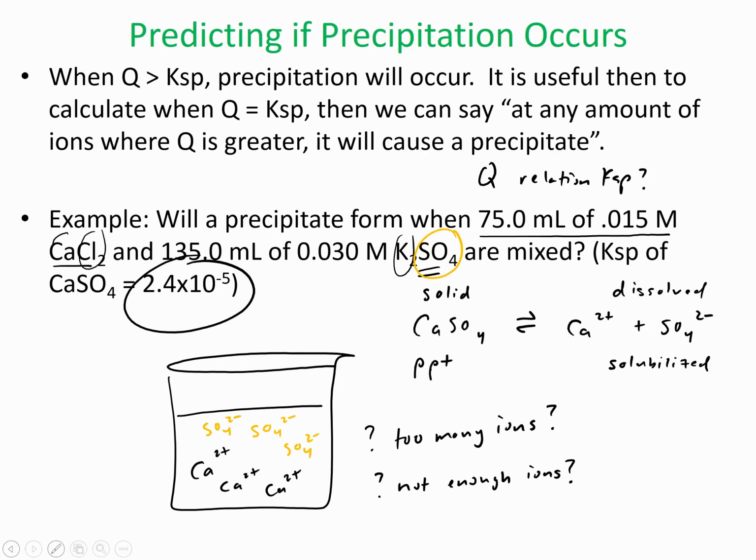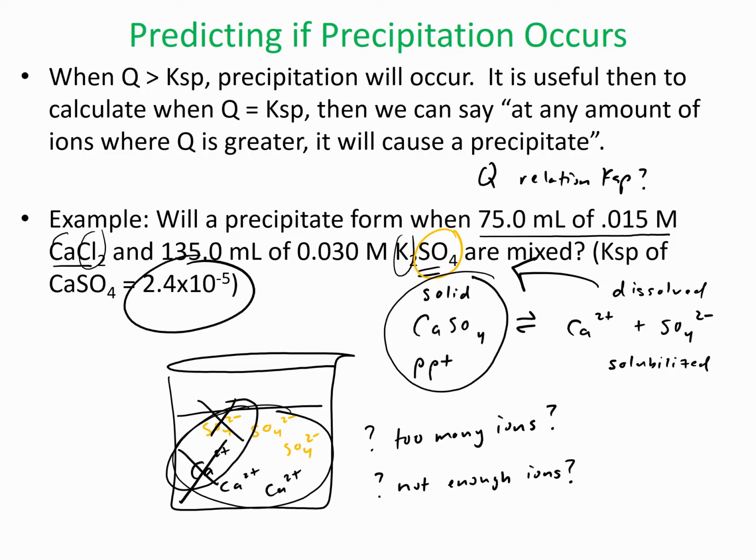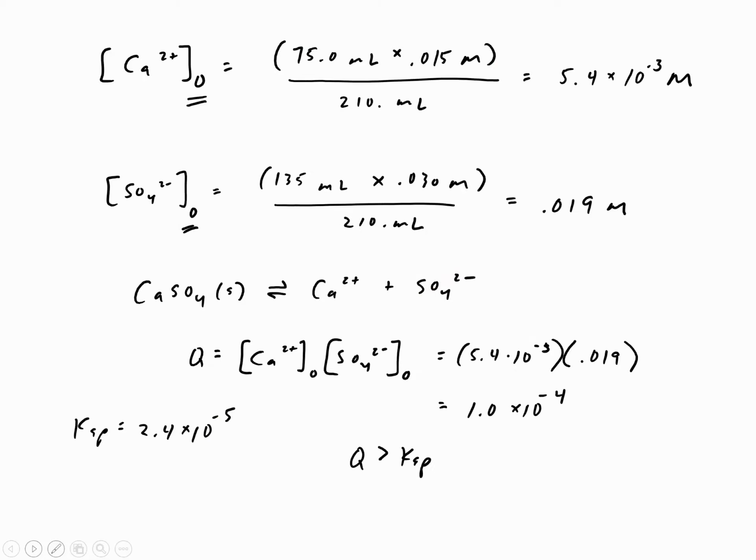So if we go back to my picture, I had too many ions. So some of these need to come together and go away. And they do that by going to this side. So my equilibrium will shift left, and it's going to make some precipitate to reduce the number of ions that are swimming around there so it could get back down to the KSP value. So this means we have too many ions.